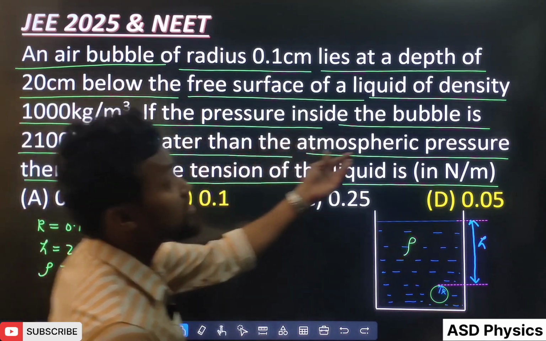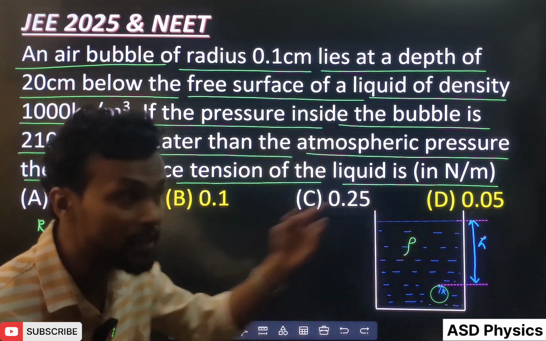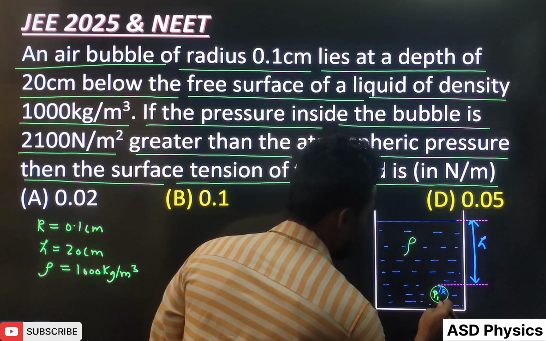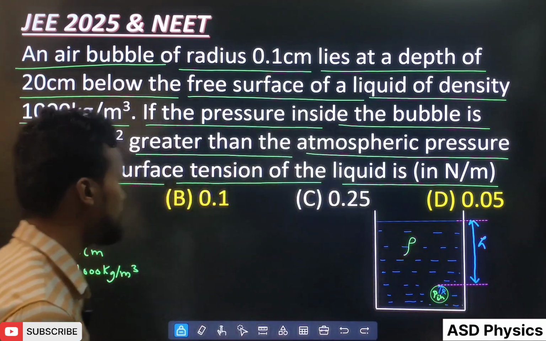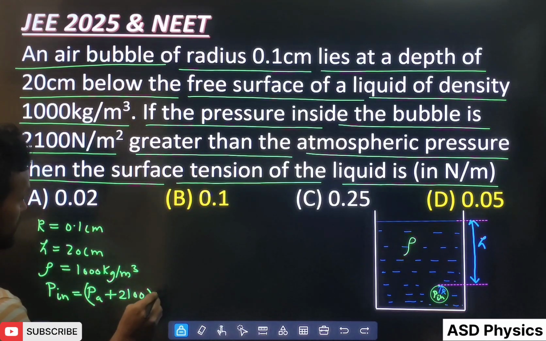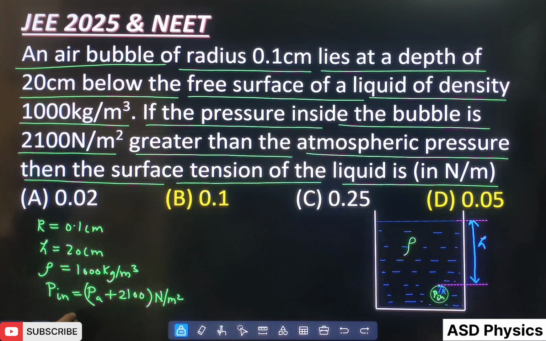After that, the pressure inside the bubble is 2100 Newton per meter square greater than the atmospheric pressure. That means if the pressure inside this bubble is P in, then the inside pressure is atmospheric pressure plus 2100, in SI unit Newton per meter square. Then they are asking for the surface tension of the liquid. That means we have to calculate the surface tension. So this is the question scenario.